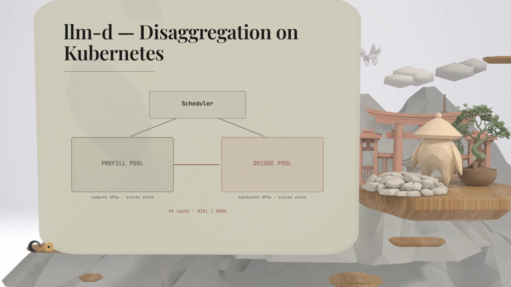This is the problem llm-d attacks. llm-d is a Kubernetes native, open-source distributed inference framework, a CNCF sandbox project with contributors from Red Hat, Google, IBM, and NVIDIA. Its core pattern is disaggregated serving: prefill servers and decode servers, run as separate Kubernetes pods, each pool sized, tuned, and auto-scaled independently. An intelligent scheduler sits in front, directing each request to the right instances.